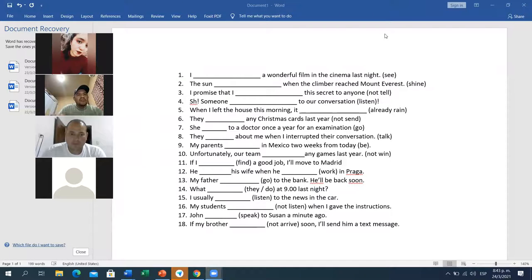¿Qué pasó? I'm sorry. Pensé que se había cortado la señal. No, just everyone is working. Todos estamos trabajando.